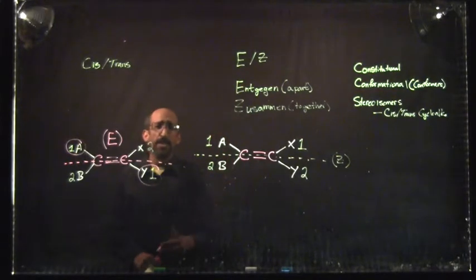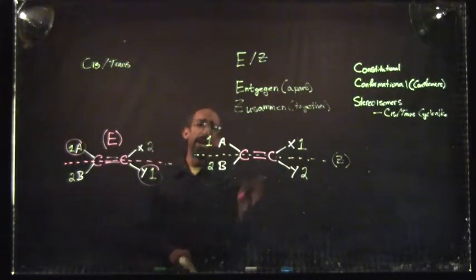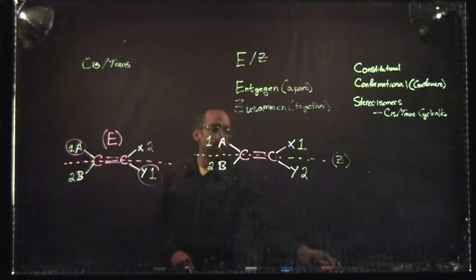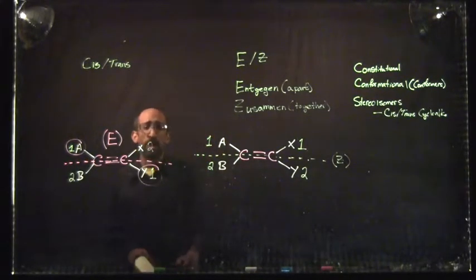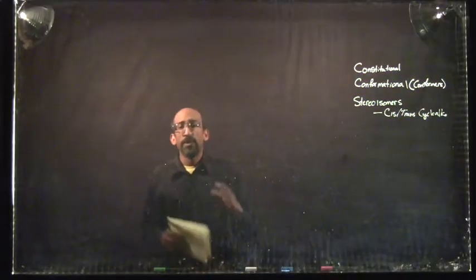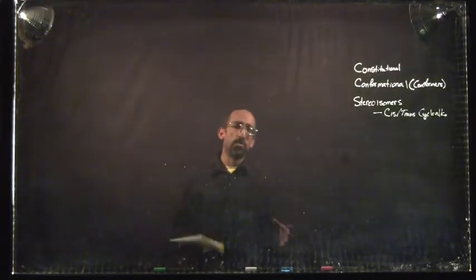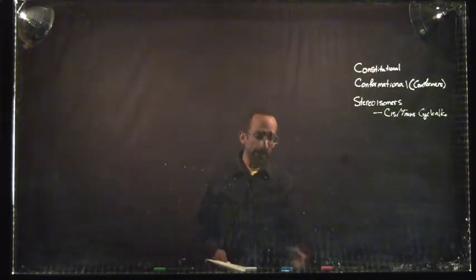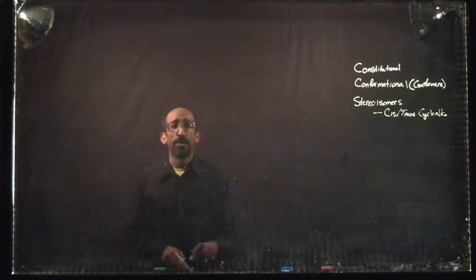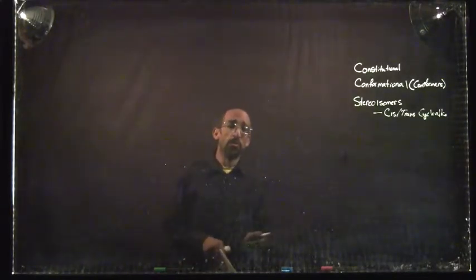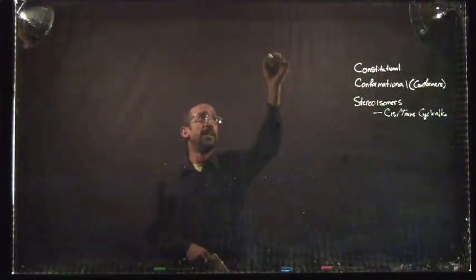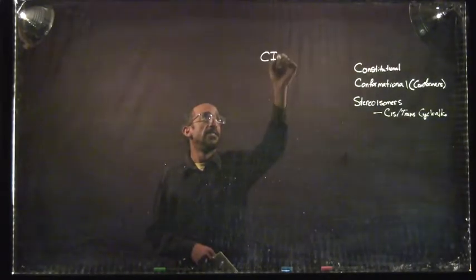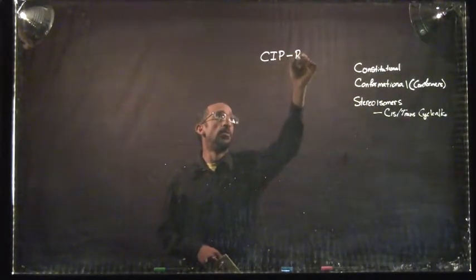So I'm going to take a pause here, and when we get back, we're going to see how we determine priority for groups on an alkene. So for assigning priority to the groups on an alkene, we're going to want to use what are called the Cahn-Ingold-Prelog rules, or simply CIP rules.